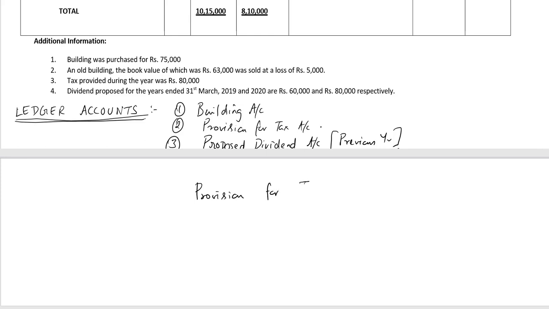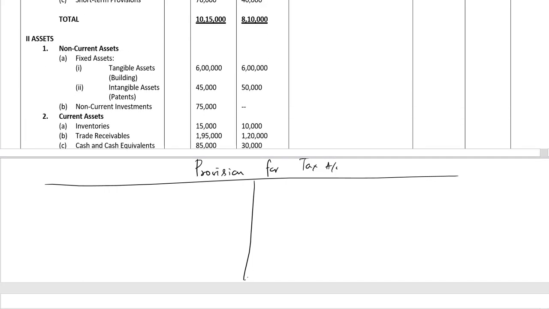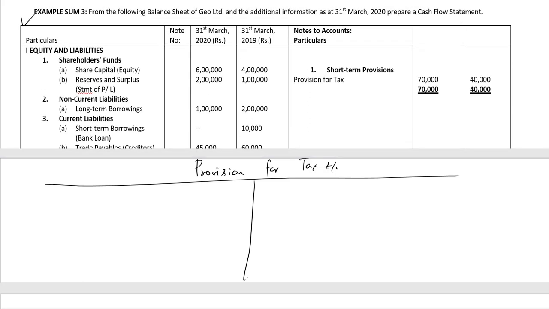Provision for tax account. Let's insert the opening and closing balances of provision for tax. As per the note to accounts, the first note, short-term provisions, the opening provision for tax is 40,000 rupees. By balance brought down 40,000 rupees and to balance carried down, the closing balance 70,000 rupees.